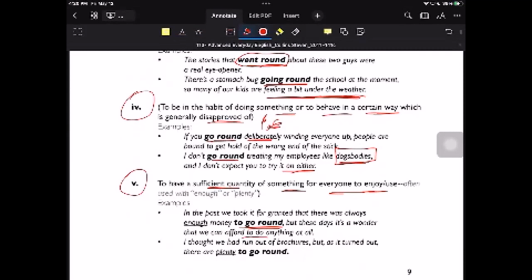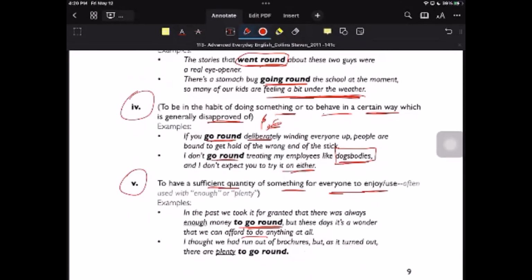But these days, it's a wonder that we can afford to do anything at all. Oh, yeah, and don't take anything for granted, guys. I thought we had run out of brochures, but as it turns out, there are plenty to go around.